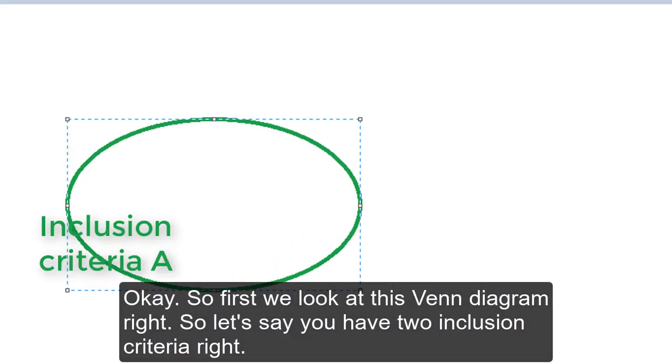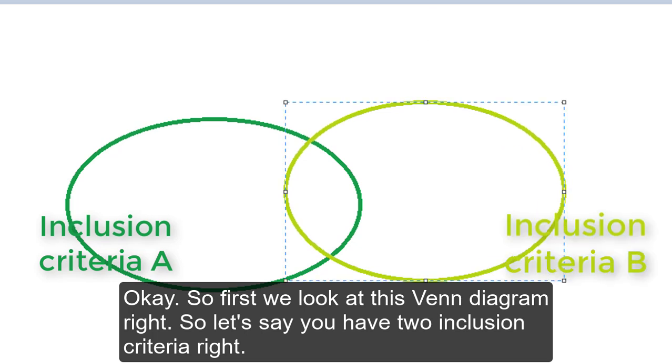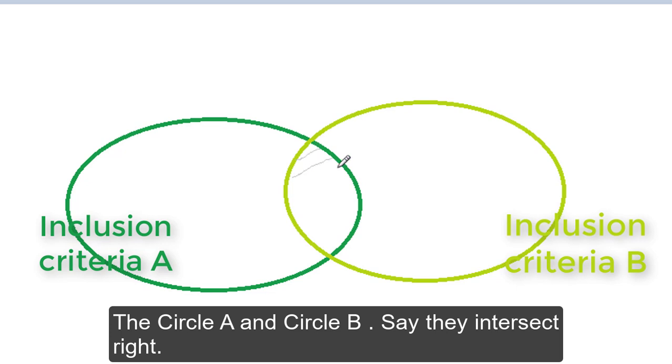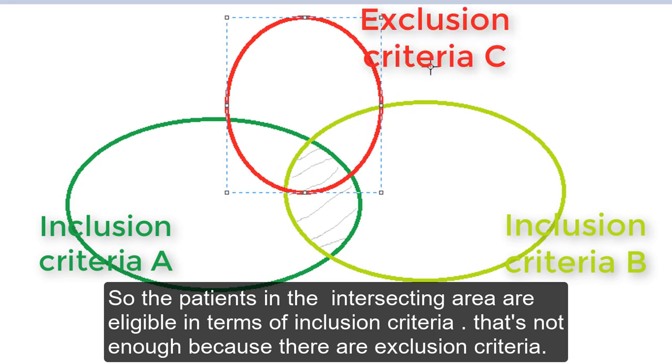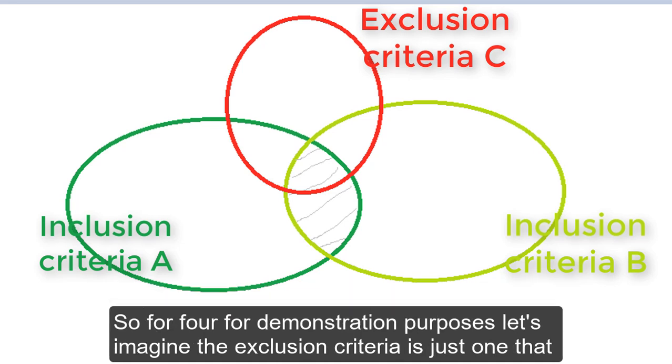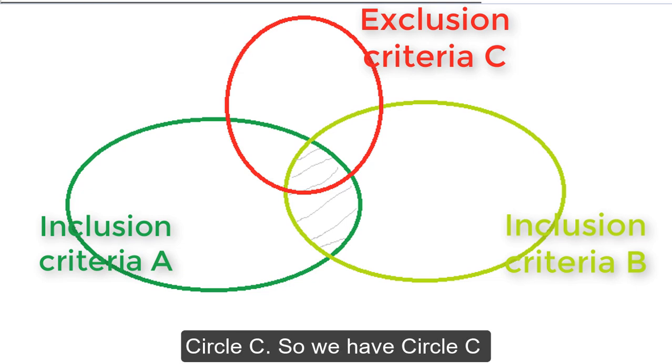Okay, so first we look at this Venn diagram, right? So let's say you have two inclusion criteria, circle A and circle B, and they intersect. So the patients in the intersecting area are eligible in terms of inclusion criteria. But that's not enough, because there are exclusion criteria, right? So for demonstration purposes, let's imagine the exclusion criteria is just one. Then circle C. So we have circle C.